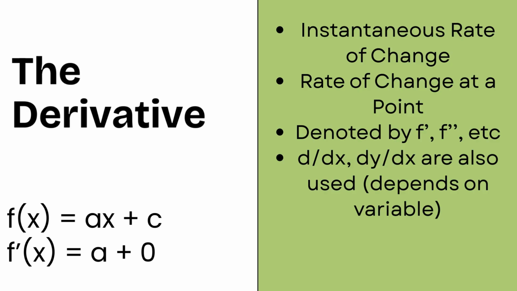For example, if you're given a function ax plus c, then the first derivative of that function will just be a plus 0. This is because a represents a coefficient, and so the derivative of that function is just going to be the coefficient itself, plus 0, because the derivative of any constant is equal to 0. That's a really important fact to remember going forwards as well.